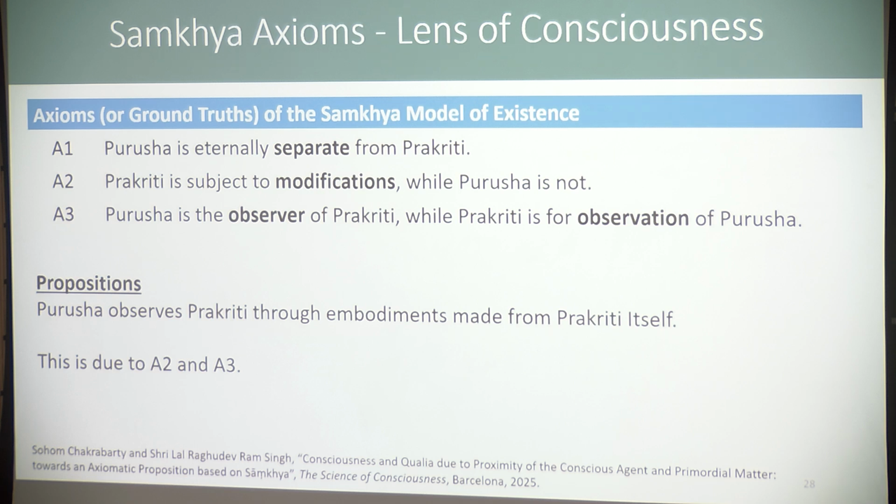So when Purusha is the observer, that means Prakriti is now in its multifarious forms. So it has to observe Prakriti through Prakriti only. It cannot be separate from Prakriti and then observe Prakriti. When it observes Prakriti, Prakriti is now in its multifarious forms. So it has to observe Prakriti through the multifarious forms of Prakriti only.